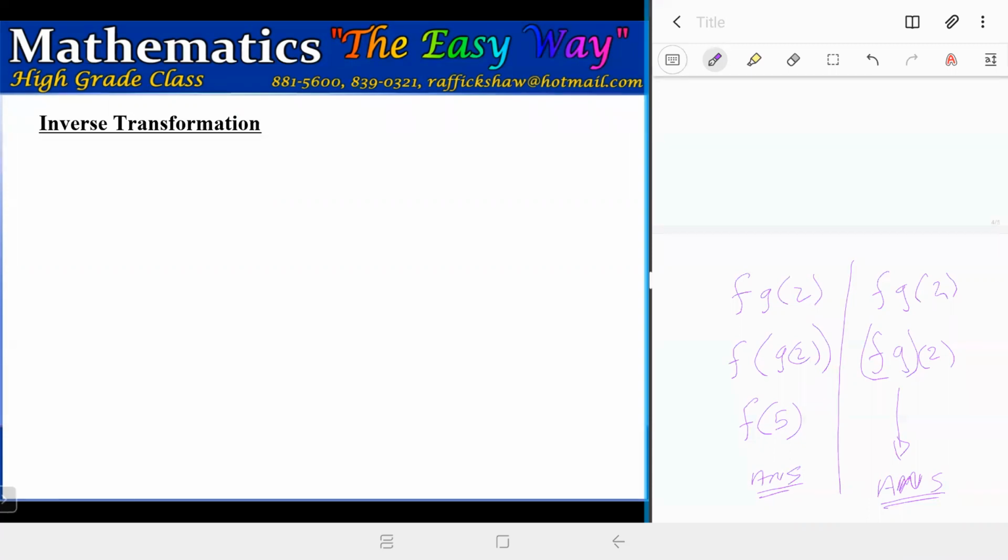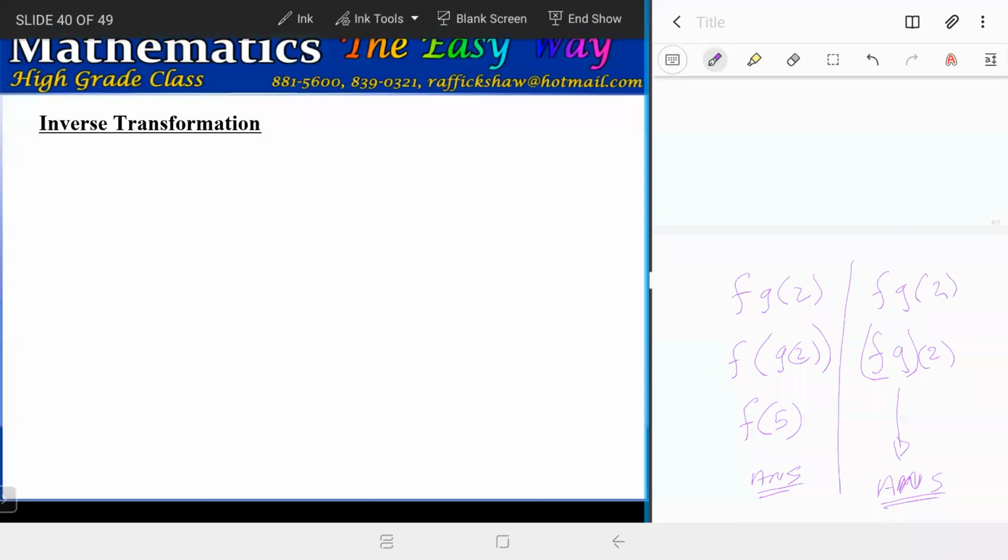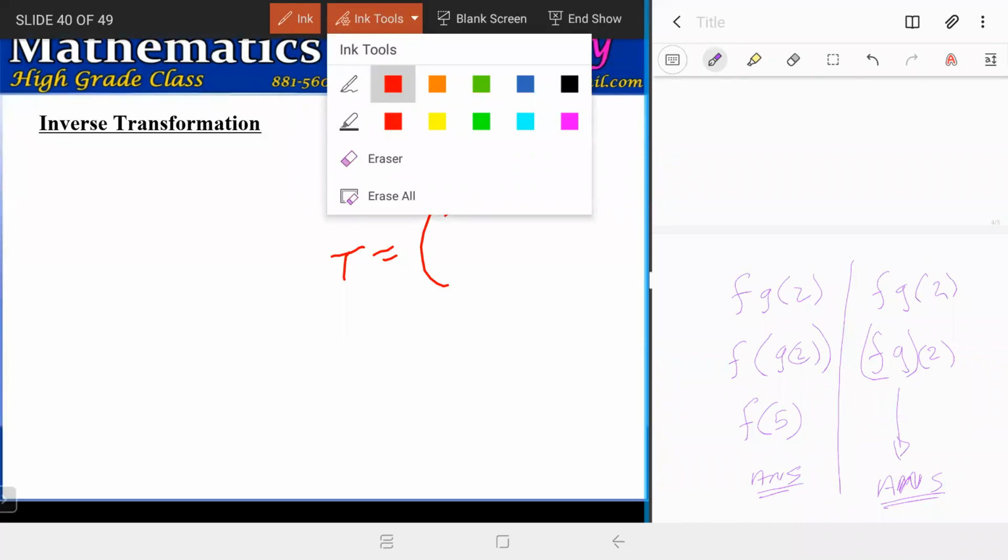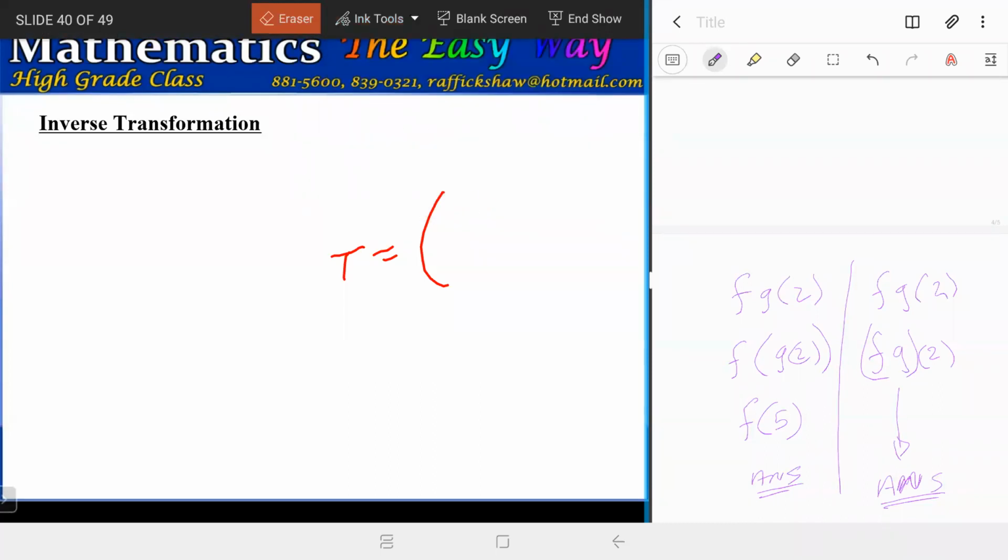So if you have a translation T equals 4, 5, and I want the inverse of that, the inverse of a translation is minus T, which is minus 4, minus 5.